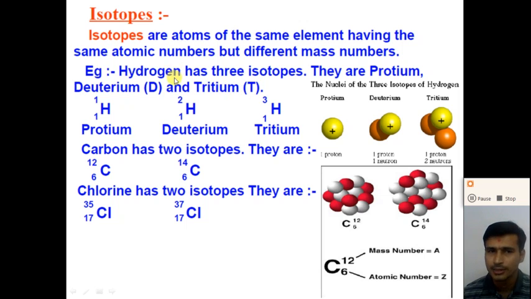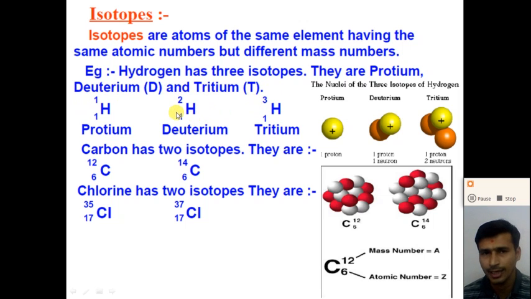For example, hydrogen has 3 isotopes. They are protium, deuterium and tritium. Protium is also called hydrogen only, right? So hydrogen has 3 isotopes: protium, that is the hydrogen itself, deuterium and tritium, right?